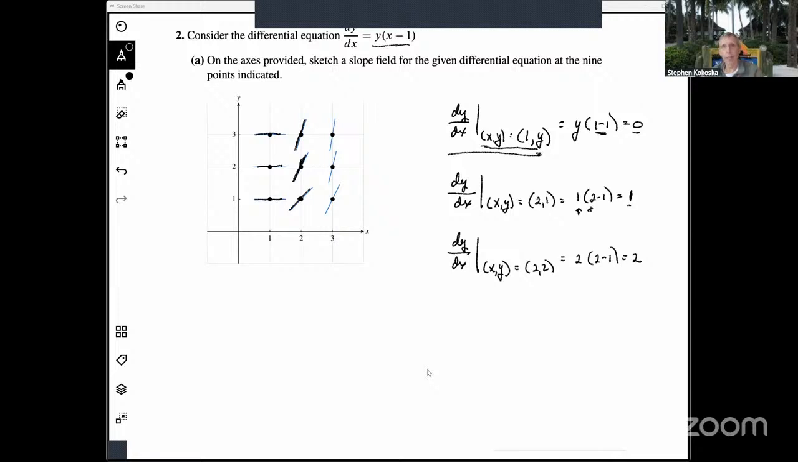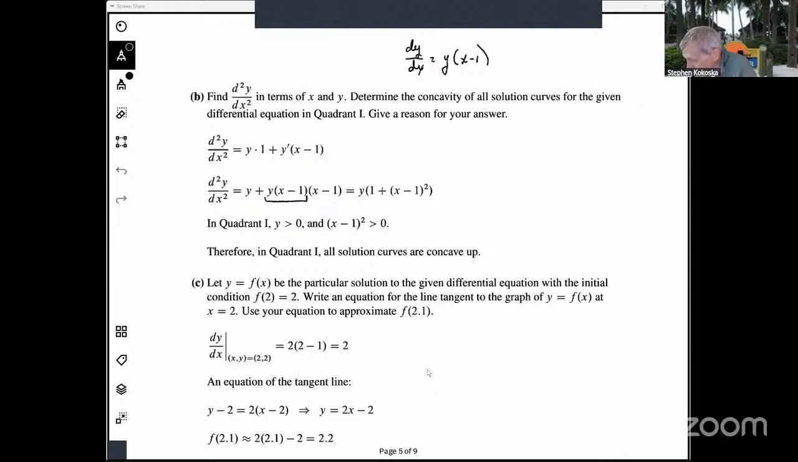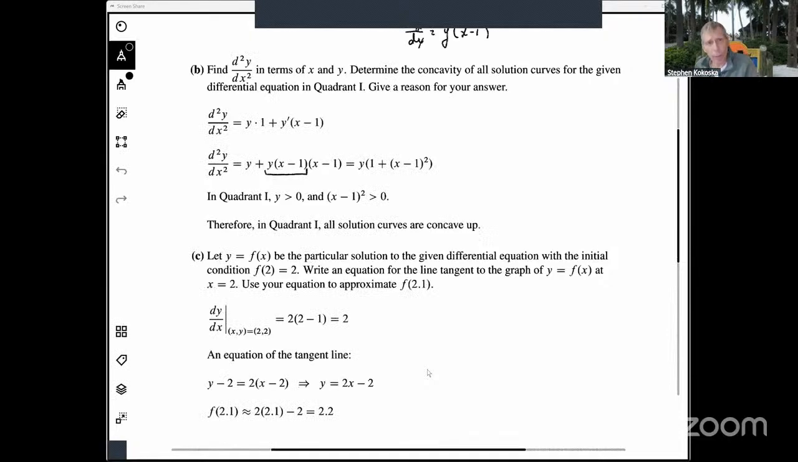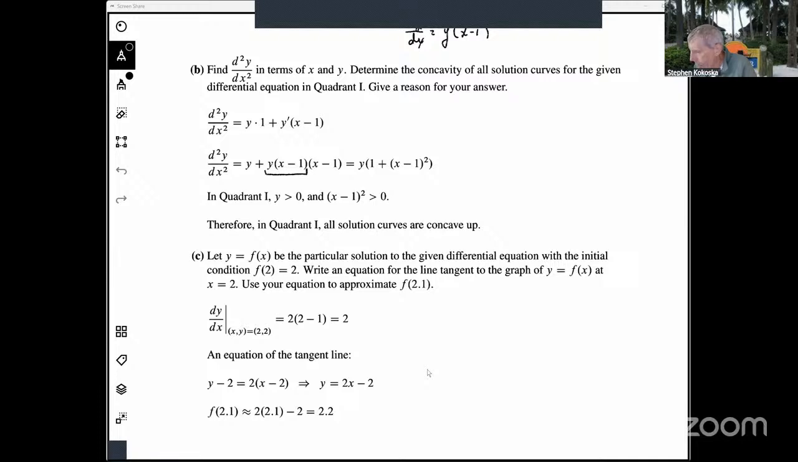Okay, so I've drawn those 9 line segments. Let's take a look and see what part B says, a little different here. This says find the second derivative of y with respect to x in terms of x and y. And this seems sort of funny. It says determine the concavity of all solution curves for the given DE in quadrant 1. Let's see if we can give a reason for our answer.